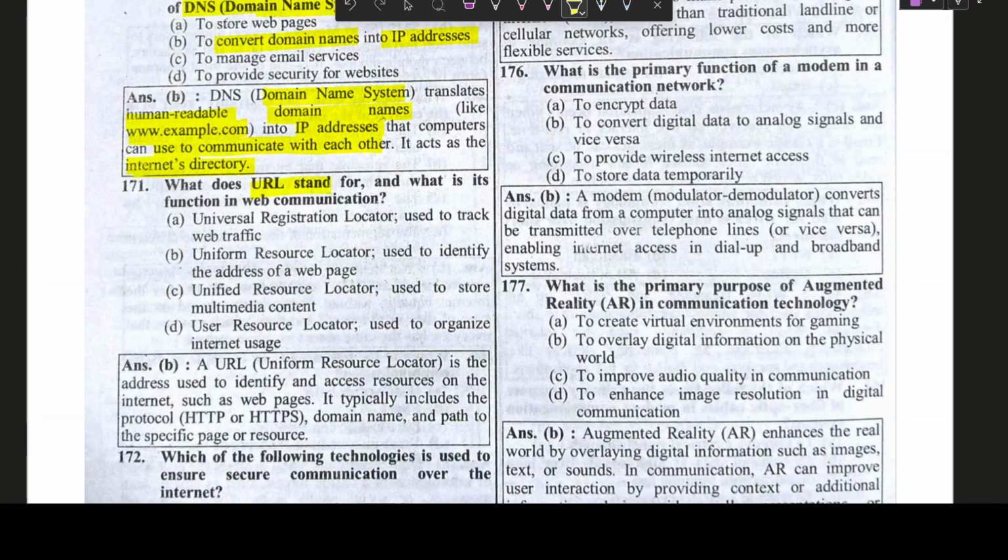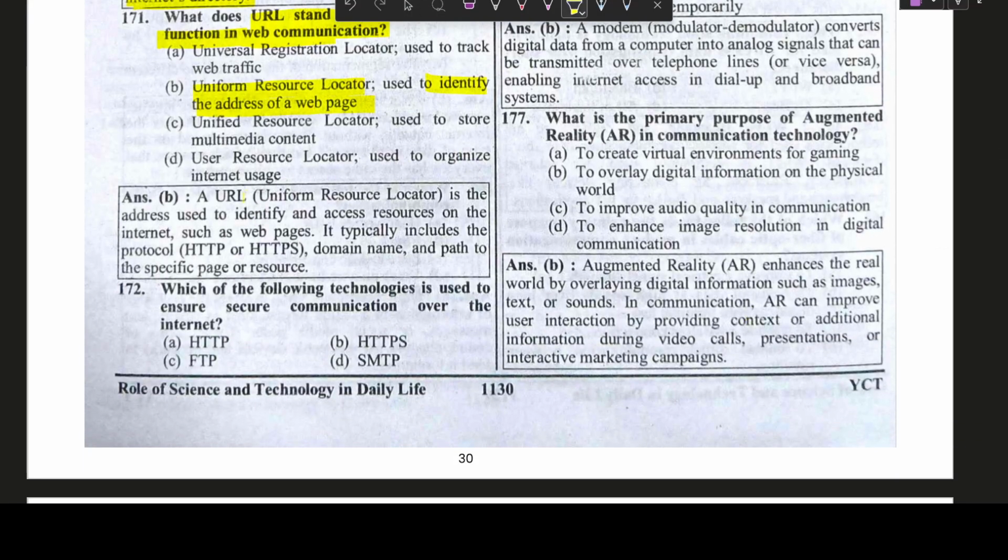What does URL stand for? What is its function in web communication? So URL is the Uniform Resource Locator and is used to identify the address of web pages. The URL is the address used to identify and access a resource on the internet, such as web pages. It typically includes the protocol, HTTP or HTTPS, the domain name, and the path to the specific page resources.